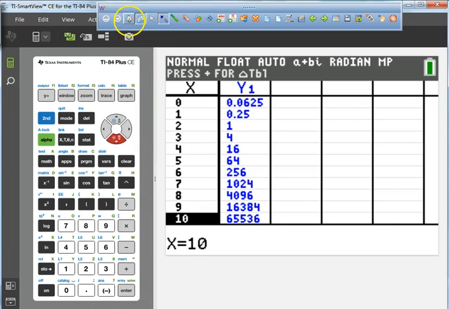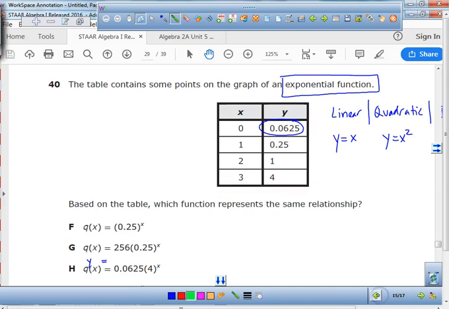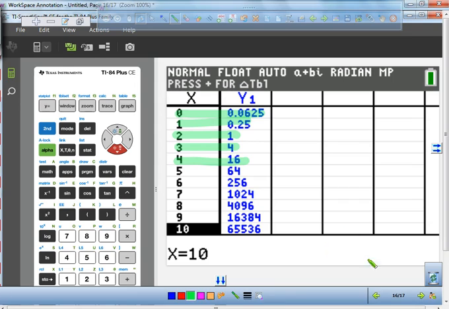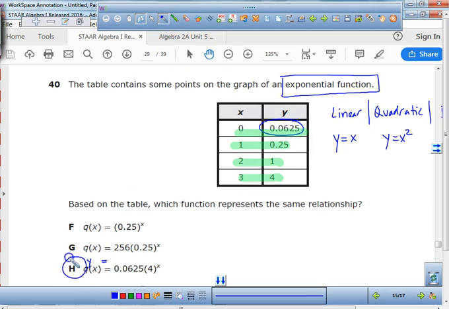Okay, we're going to stop right there. Take a look at the table. Do you see the table? That table is the exact table, which means that has to be our answer. So what's our answer? Answer choice H.